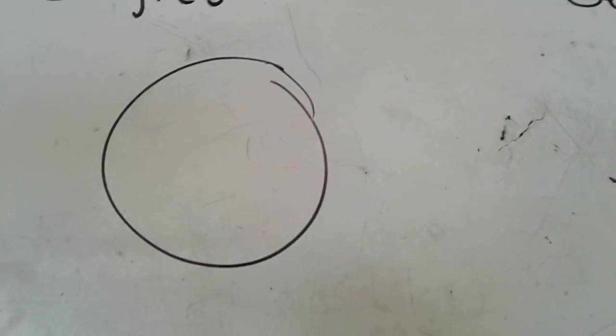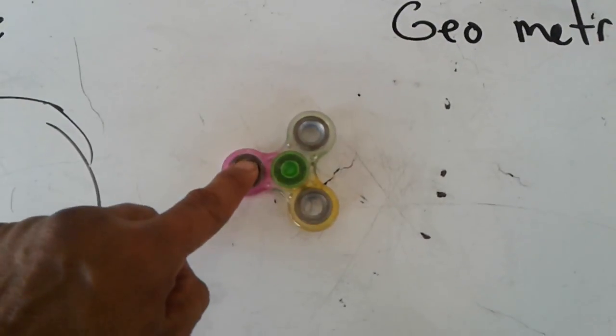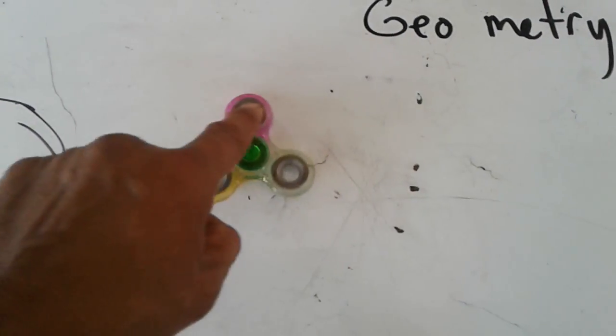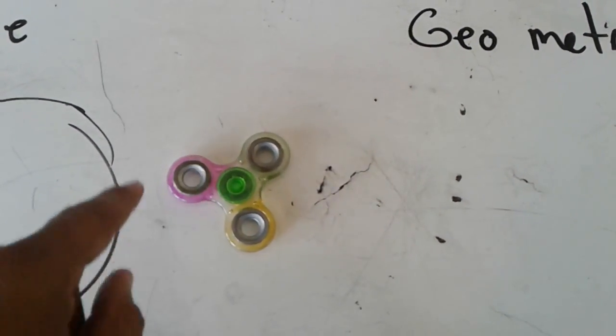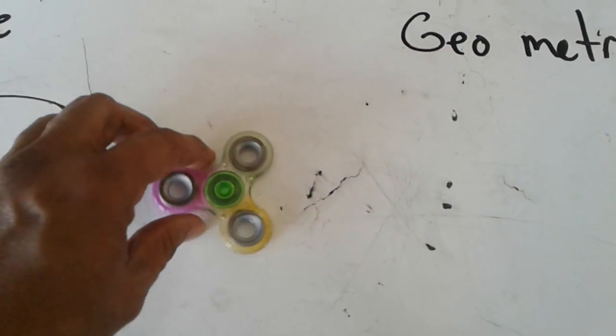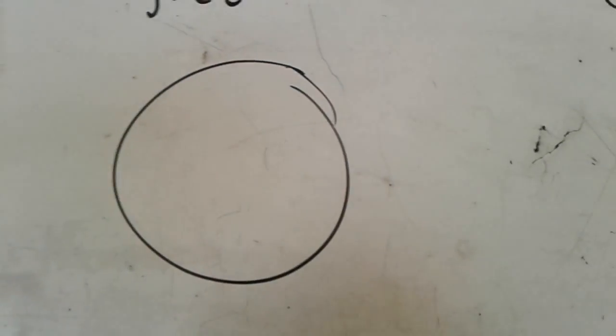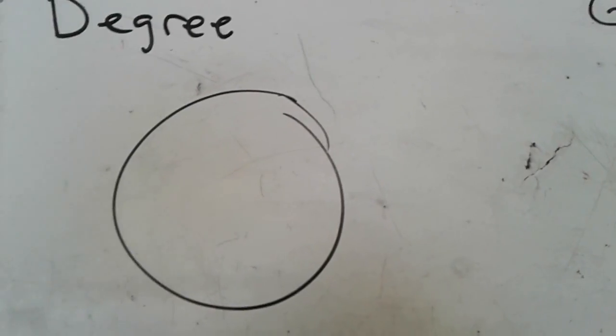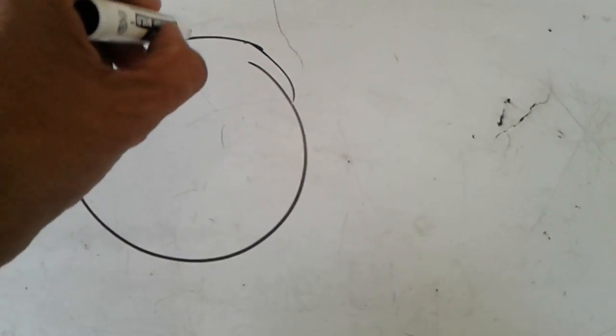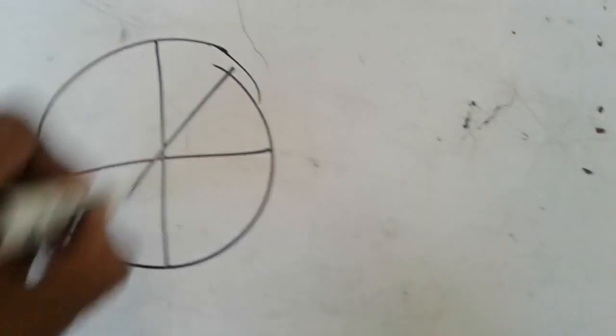Now, a circle can also be thought of as a rotation. So I have a little fidget spinner, and if you spin this one full rotation, all the way back to where it started, you're going to get one rotation, or one revolution. Now, it turns out a long time ago, nobody really knows why, people just said you should divide a circle up into as many as 360 degrees.